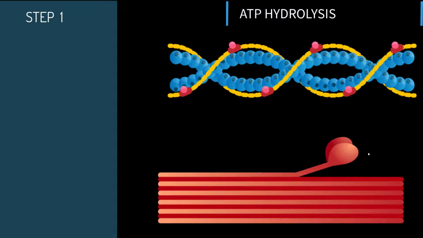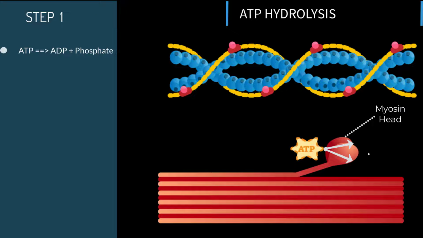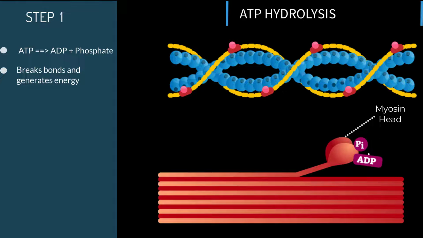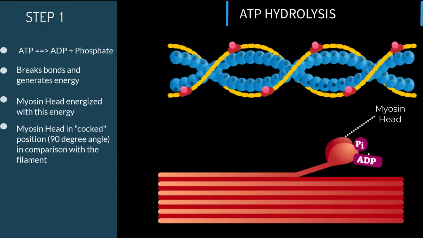The first step in this sliding filament mechanism is ATP hydrolysis. The myosin heads have an ATP binding site that will function as an enzyme, like ATPase, which will hydrolyze the ATP into ADP plus phosphate. This reaction will generate energy. Remember, you are breaking bonds, and that always releases energy, which will be stored in the myosin head. Once the myosin head contains this stored energy, it is energized.